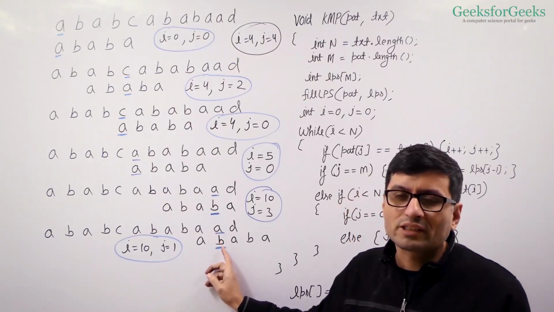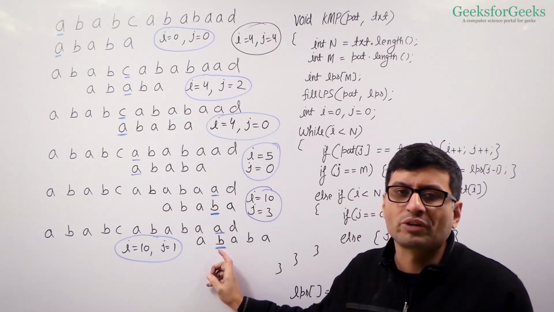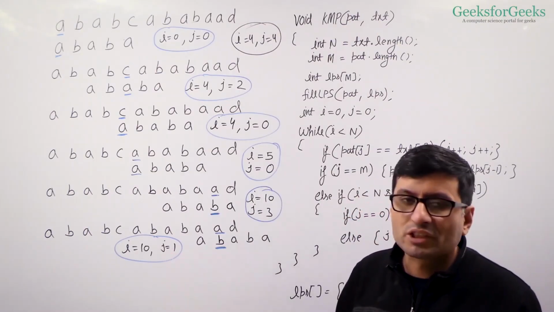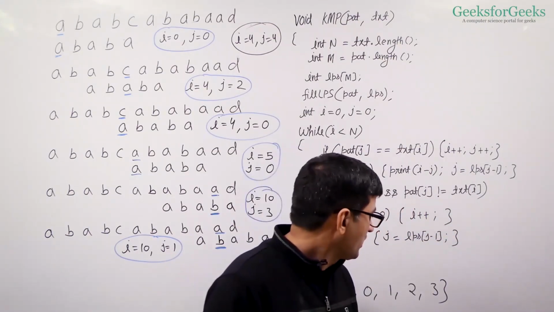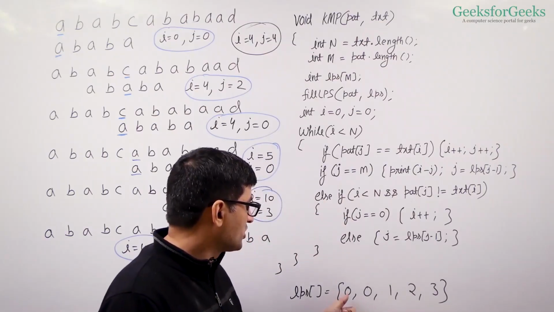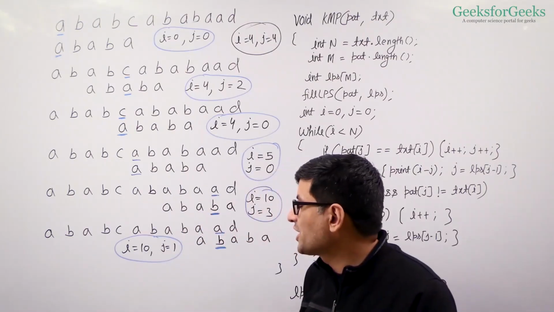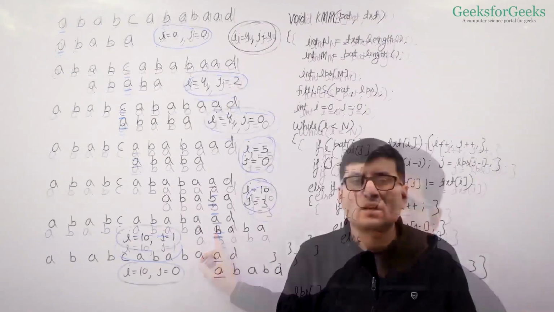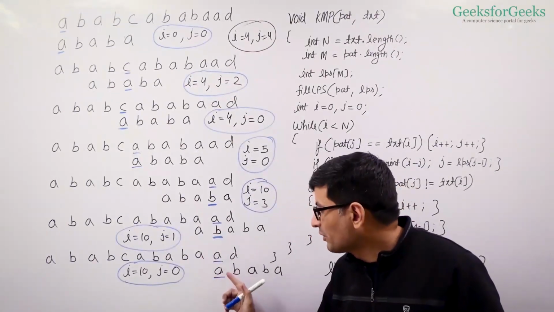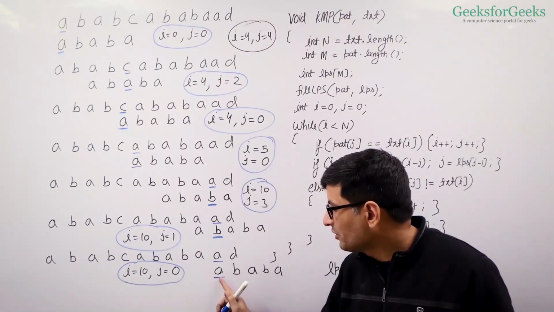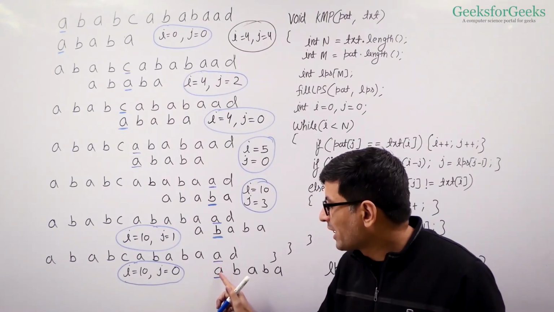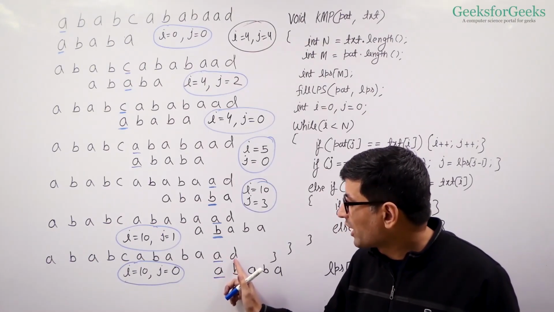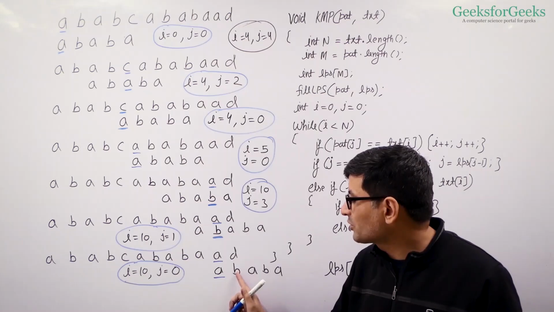These two characters again do not match. So we are going to consult the LPS array. We are going to look at LPS of j minus 1, which is LPS of 0. And LPS of 0 gives us 0. So we are going to make j equal to 0 now, and we are going to keep I as 10 only. Now I have aligned I equal to 10 and j equal to 0. At this point, they are matching. So we do I plus plus and j plus plus. Our new I becomes 11 and j becomes 1.